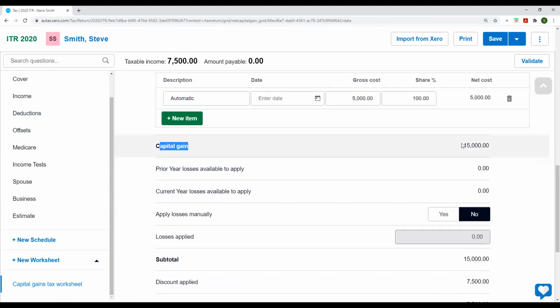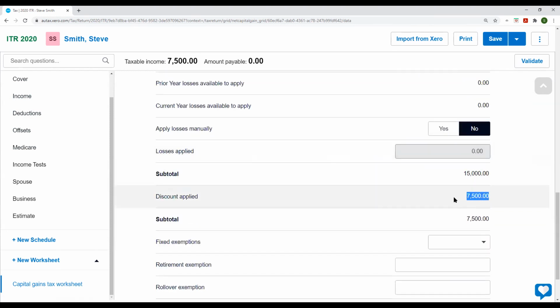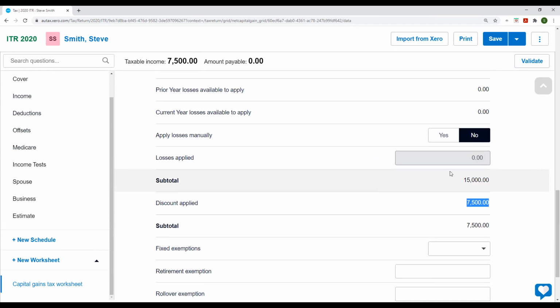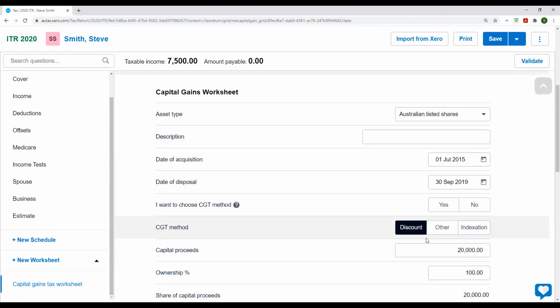Capital gain still remains $15,000. However, you can see 50% is taken out, right? The discount method means you waive off some of the capital gain. So of the $15,000 capital gain, the net capital gain is only $7,500, which you can see as taxable income. If you click the other method, it is $15,000. If you click indexation, it shows something different, but I will explain that a couple of slides later. But when you click the discount, you see $7,500.